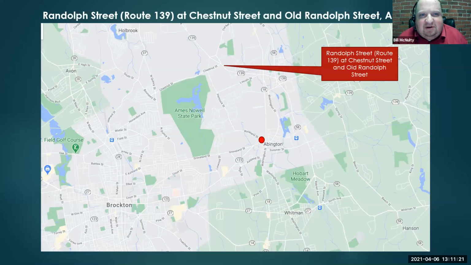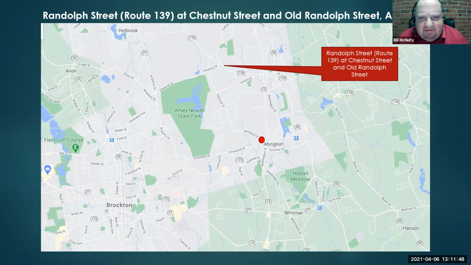So Randolph Street, Route 139 at Chestnut Street, this just gives you an idea geographically where it's located in the town. It's in the northern part of the town, close to the Weymouth town line. 139 in this area is primarily a north-south roadway. Chestnut Street runs east to west, crosses over to Old Randolph Street, which then turns northward.